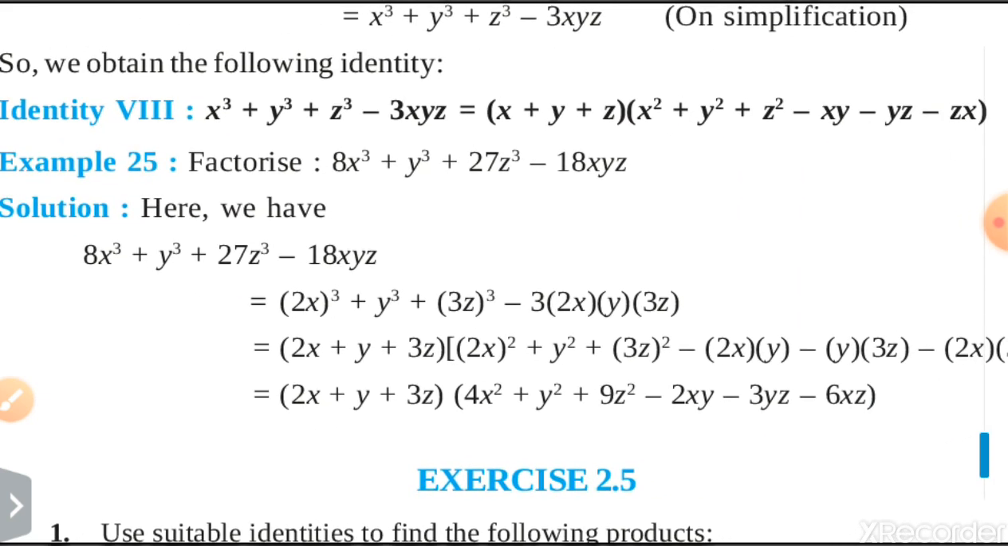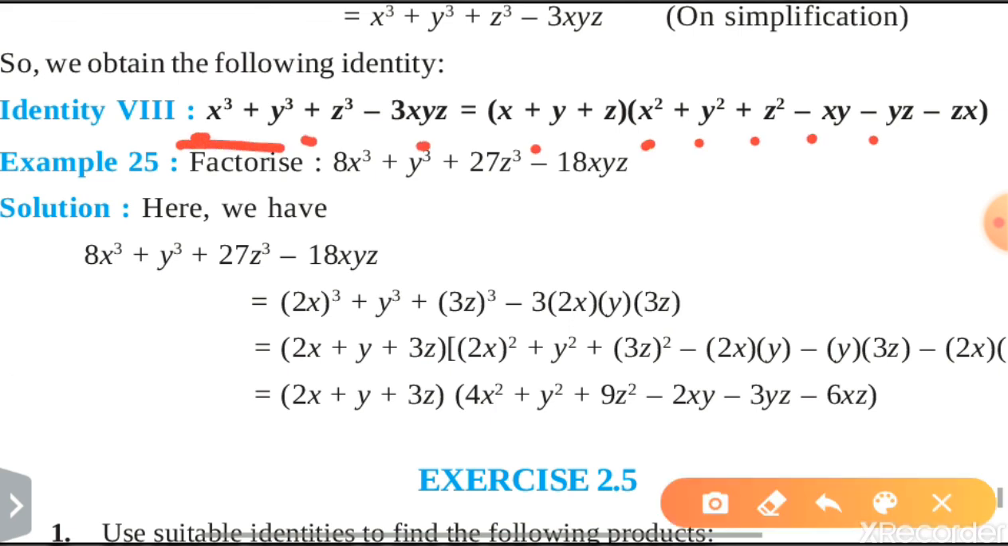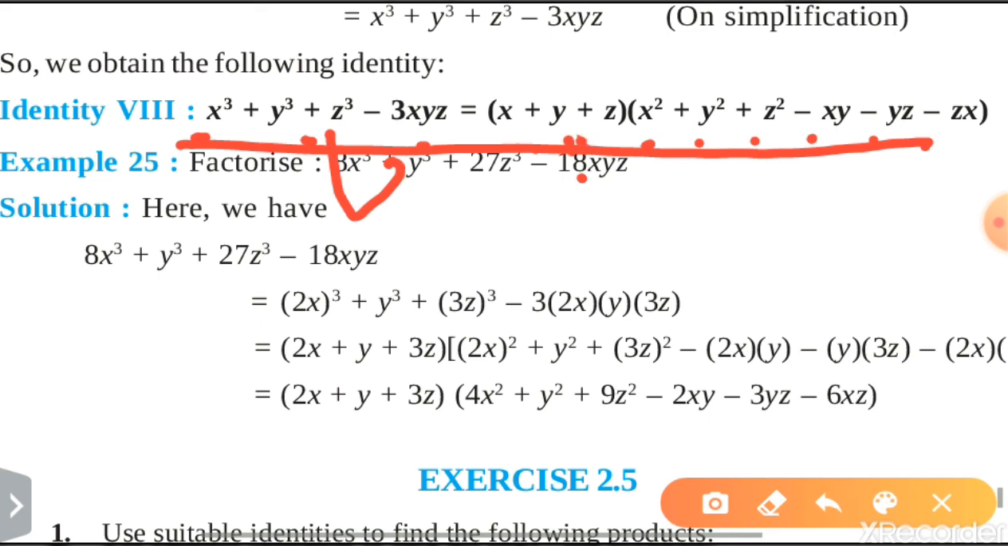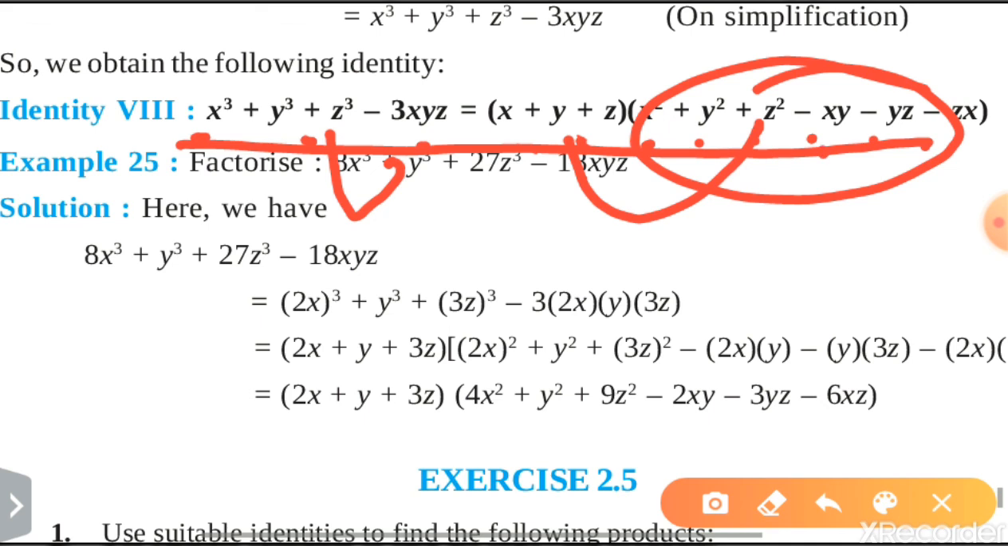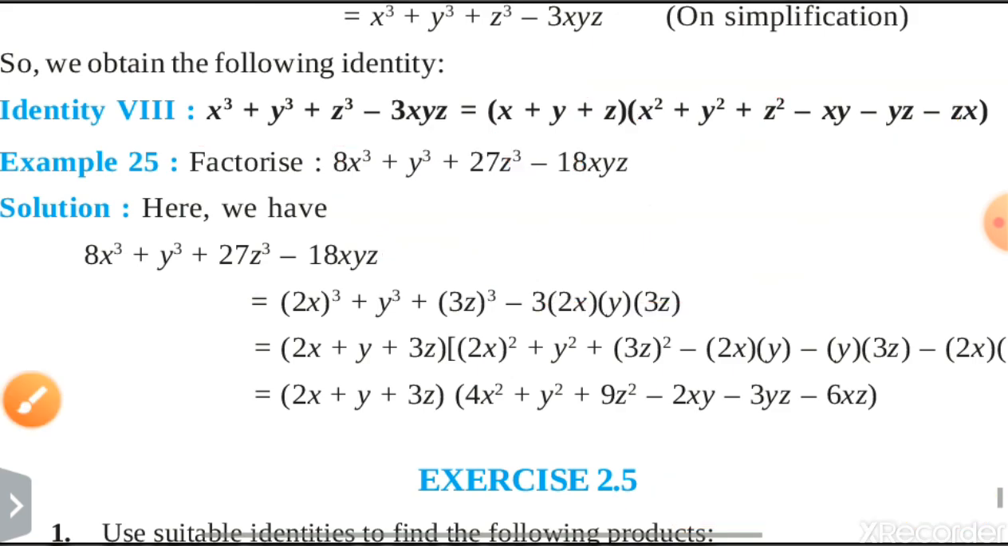Now this is the last identity of this exercise: x cube plus y cube plus z cube equal to this one. In the question, we have to prove this also. If you want to prove this identity, you have to multiply the right hand side. You will multiply the whole big bracket by x first, then y, then z, and you will get that answer. And these are all the identities.